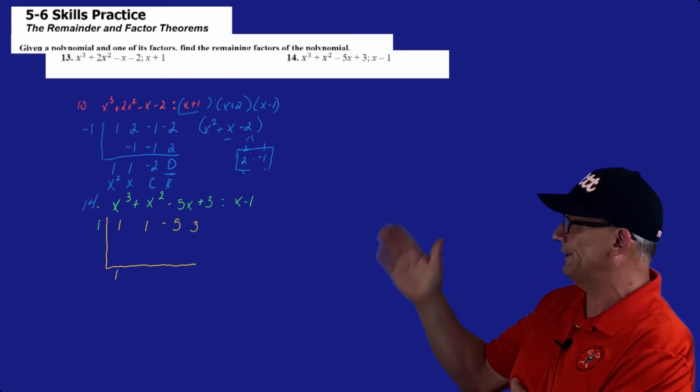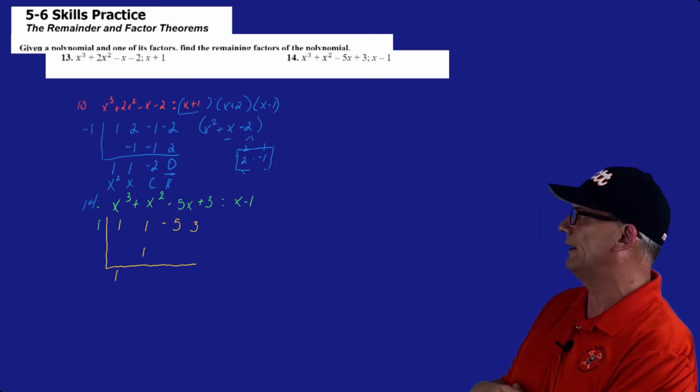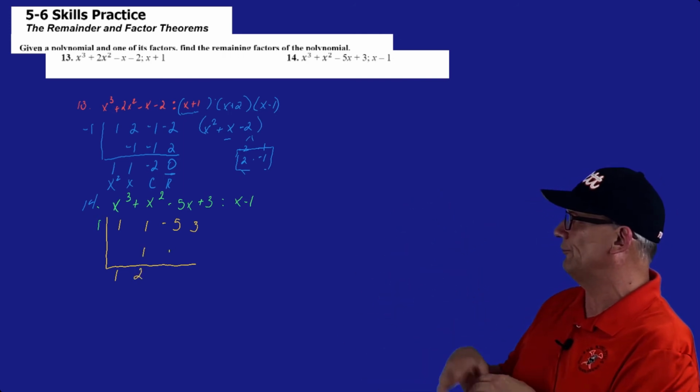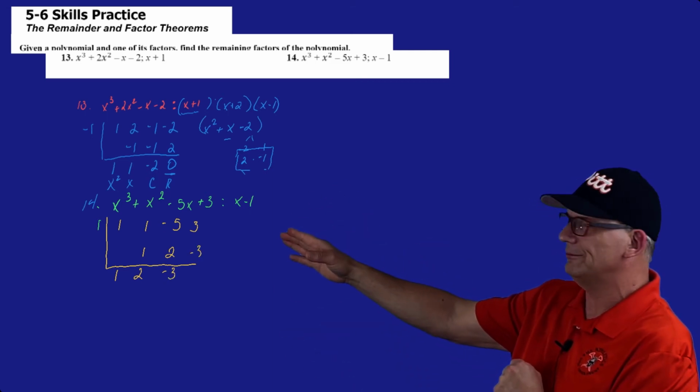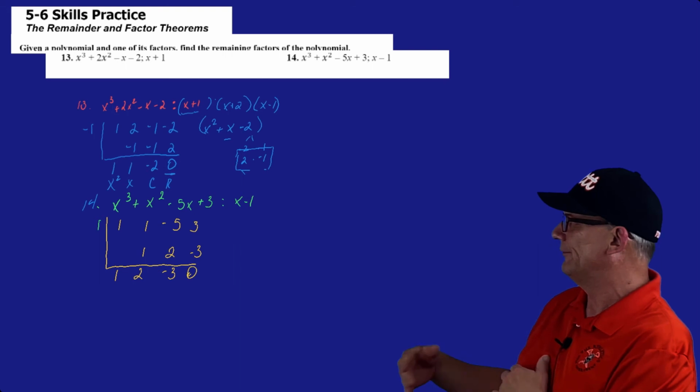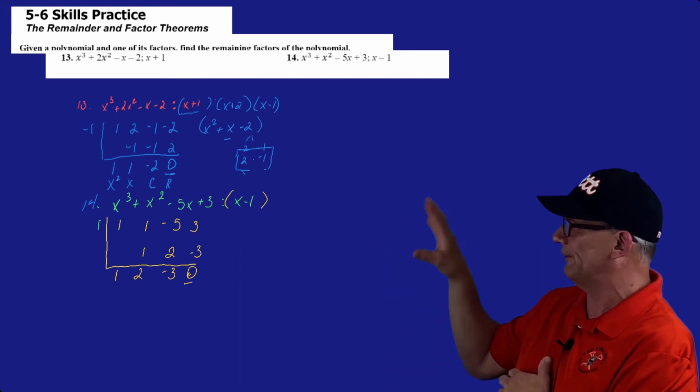We're going to bring down the 1. 1 times 1 is 1. Okay, add them together, you get 2. 1 times 2 is 2. Add them together, you get negative 3. It has to equal 0 or it wouldn't work. So we know that x minus 1 is one of the factors.